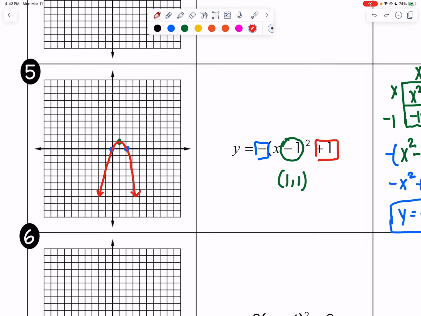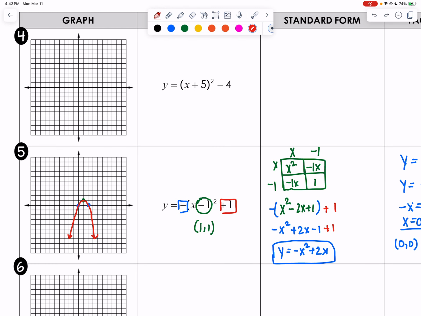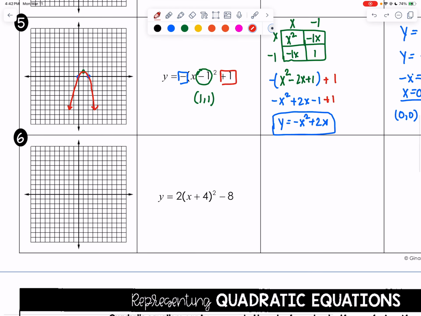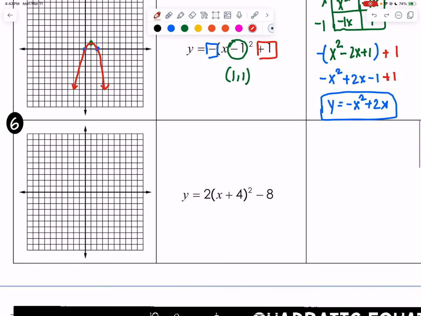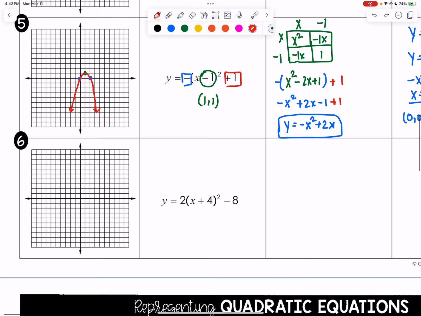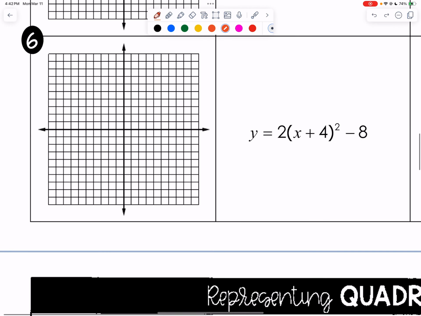All right. I'm also going to do number 6 with you guys, meaning that I want you guys to do 4 with your groups on your own. For this one right here, we have vertex. This tells me that my vertex is at negative 4, negative 8, so I'm going to go ahead and jot that down. Vertex being negative 4, negative 8, because I'm going left 4, down 8. 1, 2, 3, 4. 1, 2, 3, 4, 5, 6, 7, 8. Okay, so that is left 4, down 8.